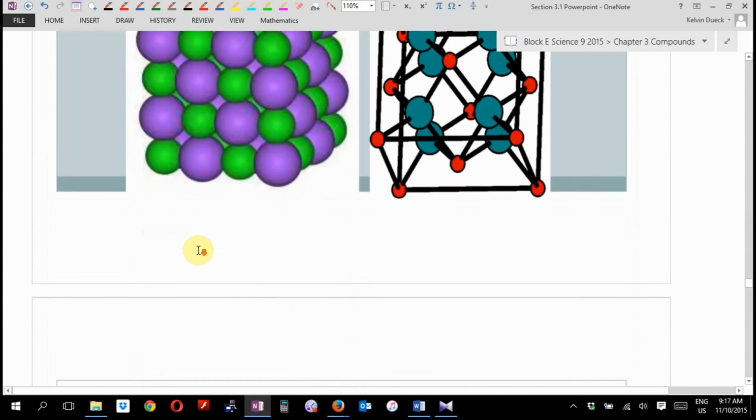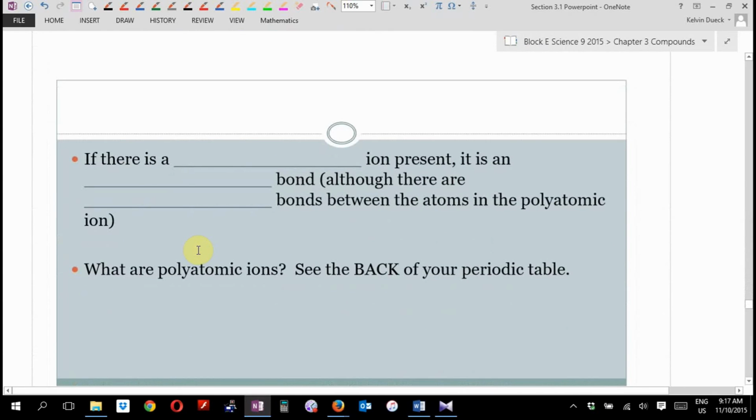Well, they're weird. Okay? So, back to our notes, but keep the back page handy. If there is a polyatomic ion present, it's also an ionic bond. I can't just go metal, non-metal. What I will say is if you see one of those ones from the back of that sheet, trust me, it's also ionic.